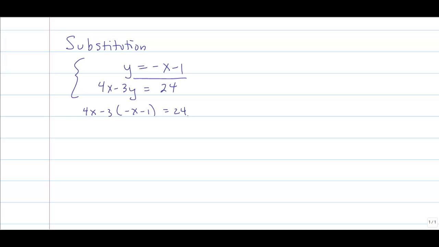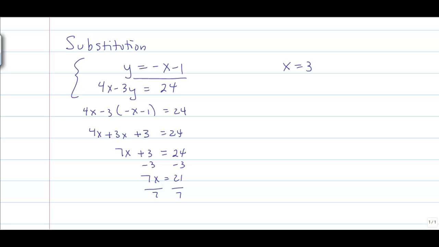And then I'll go ahead and solve for x. I'll use the distributive property, I'll combine like terms, and then I'll use the additive property of equality to subtract 3 from both sides, and I get 7x equals 21. Then I'll use the multiplicative property of equality, divide both sides by 7, and I get the value that x is equal to 3. Now I need to go ahead and find the value of y. Well, y is just equal to -x minus 1. If x is equal to 3, then I find that y is equal to -4. So the solution to the system of linear equations is simply (3, -4).